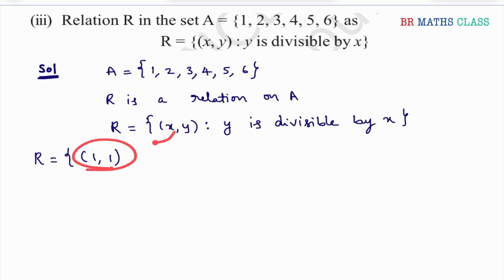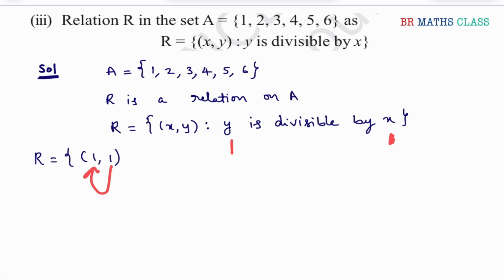(1, 1) will be present in this relation when y is divisible by x. You see, this is x, this is y. Here y is 1, and y is divisible by x. Here 1 is divisible by 1. Yes, we know that 1 is divisible by 1. So the ordered pair (1, 1) belongs to this relation.